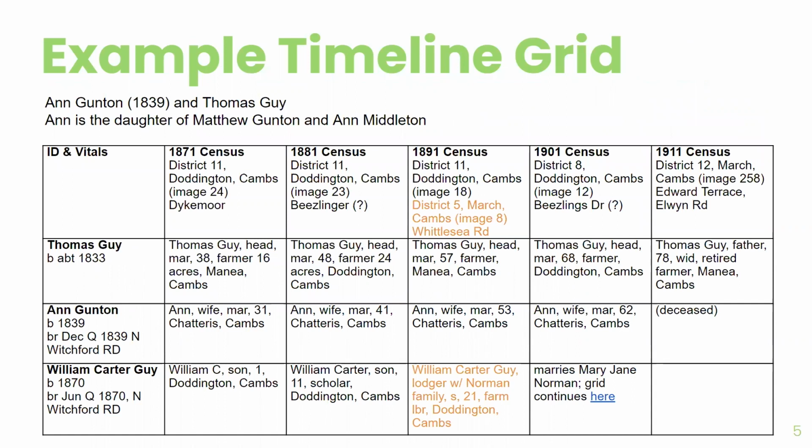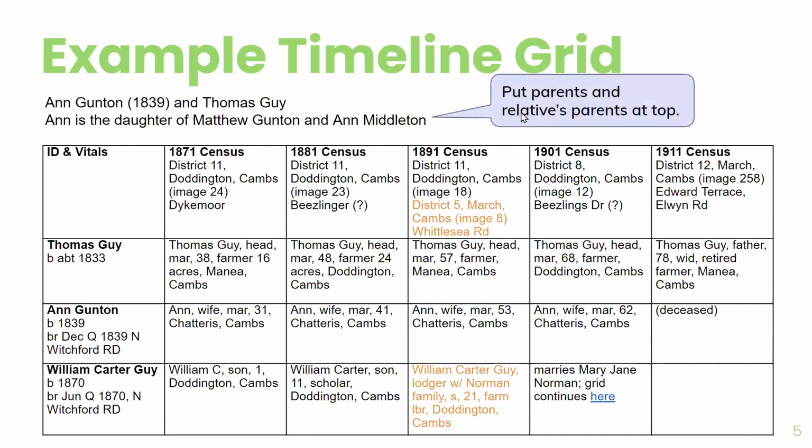Here is an example of a completed timeline grid, and I just want to call out a few of the features. At the top of the timeline grid, usually you'll want to put the parents and also your relatives' parents at the top. So for example, Ann Gunton here is my relative. I was actually doing descendancy research. She married Thomas Guy, and I have so many Ann Guntons on my line, as you might imagine. I'll bet a lot of you have a similar thing where you have a lot of people with the same name. And I thought I've got to put some context here so that I recognize what family I'm talking about. And so I put Ann's parents as well.